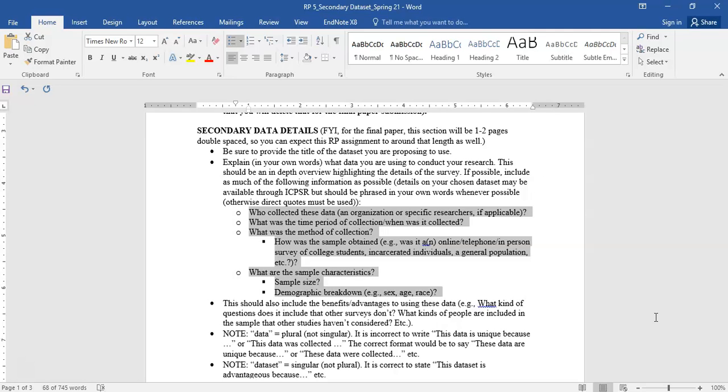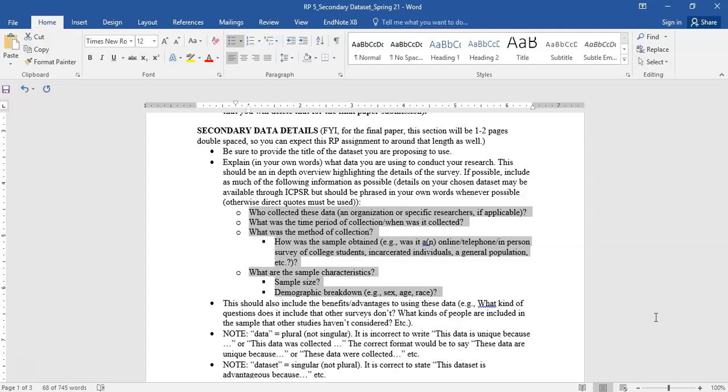Was it done through any other formats, right? So just describe how the actual data was collected. And then you'd also want to describe how they obtained the sample. So was it a sample of college students, for example?